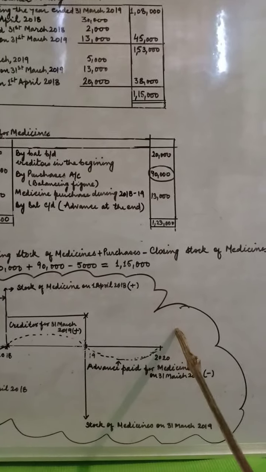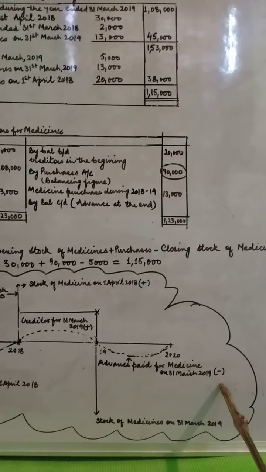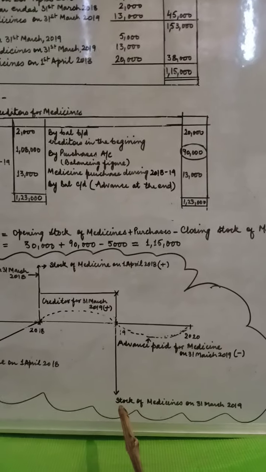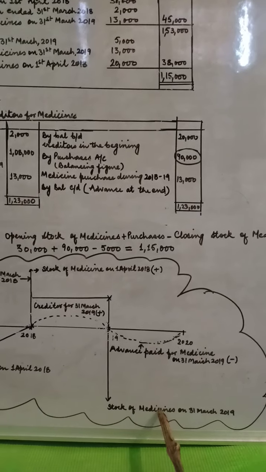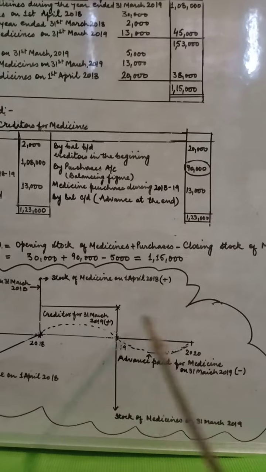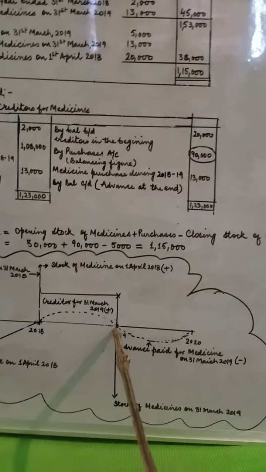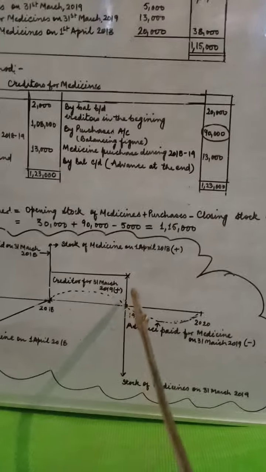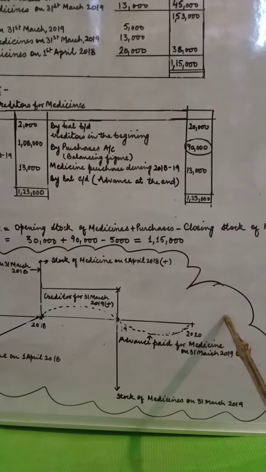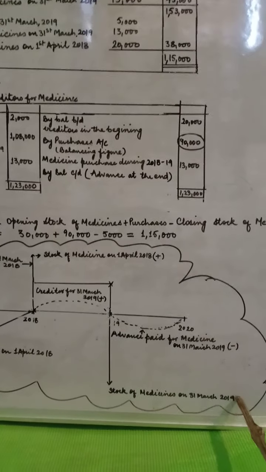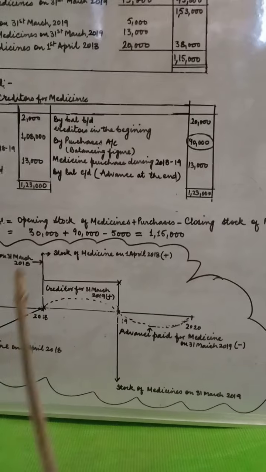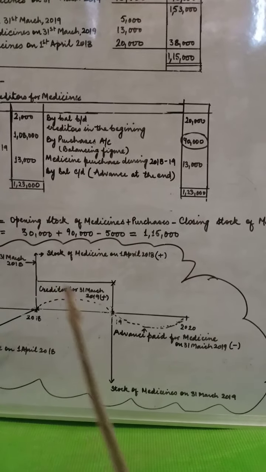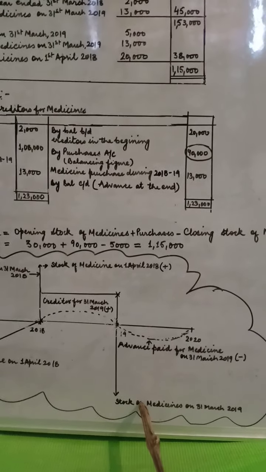It is for the coming year. It is also going to be minus. And the last one is the stock of medicine on 31st March 2019. Whatever your closing stock on 2019, it is actually the opening stock of the coming year. So you are also going to minus it. So there are 3 items which are going to be plus, and there are 3 items which are going to be minus here.